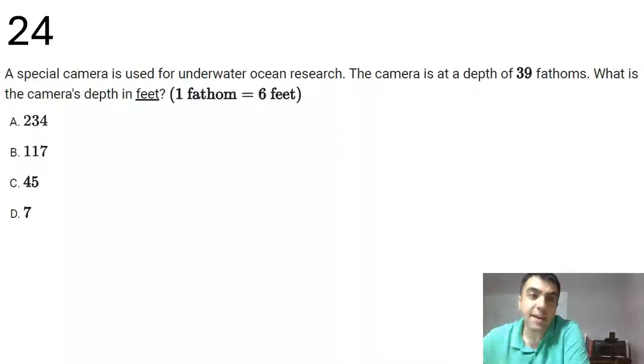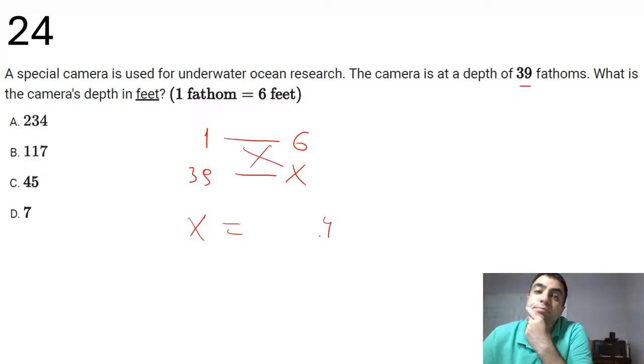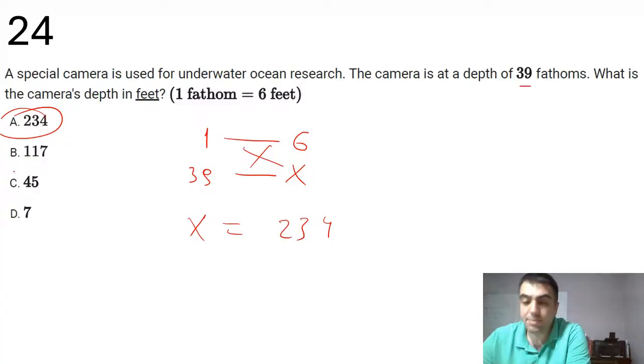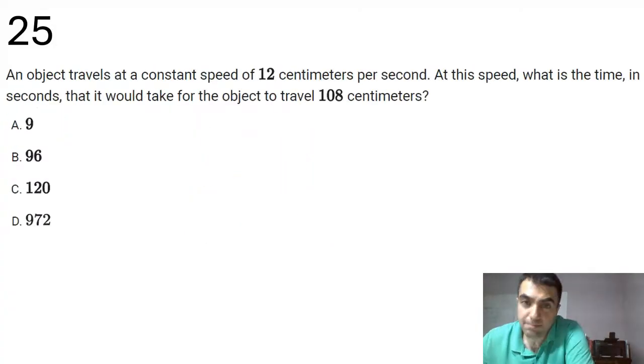This one says it is A. A special camera is used for underwater ocean research. The camera is at a depth of 39 fathoms. What's the camera's depth in feet? 1 fathom is 6 feet. 39 fathoms is x feet. We can cross multiply and we get this number. Yes, you are right, Ismail. Next question.